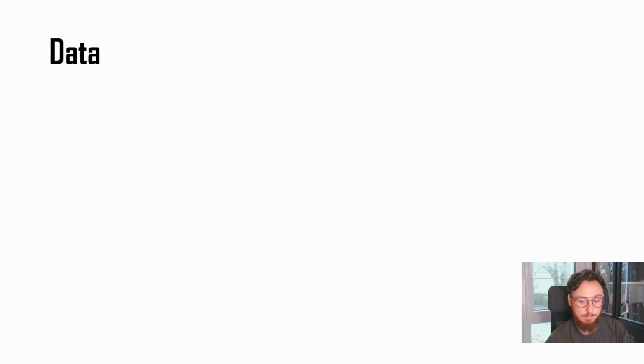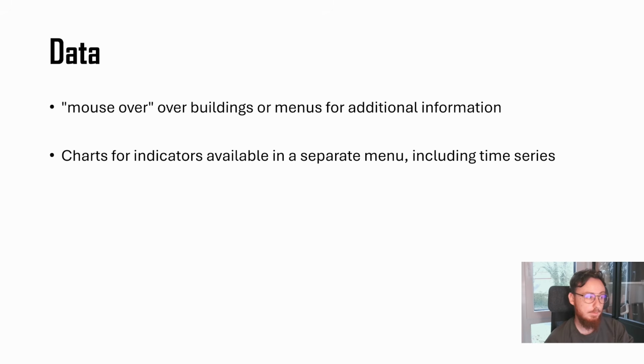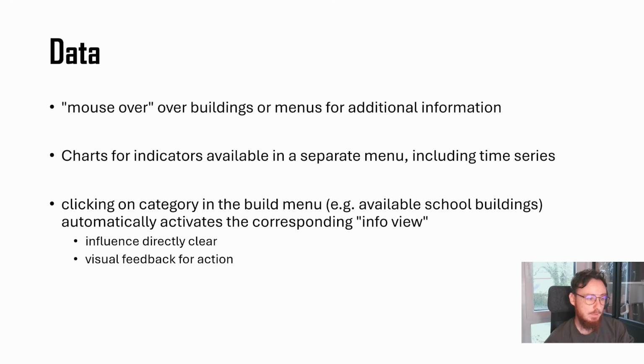All right, let's get a little bit more into data. So you can mouse over buildings or menus for additional information. It's very interactive. It's very responsive. And there's a separate menu that just gives you charts. It's basically just a giant ledger of information for the individual indicators, like electricity availability over time. There's always a time series, and then you can say like the last 5 years, the last month, how was it today and how was it yesterday, that kind of stuff.